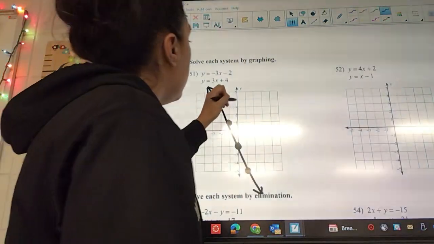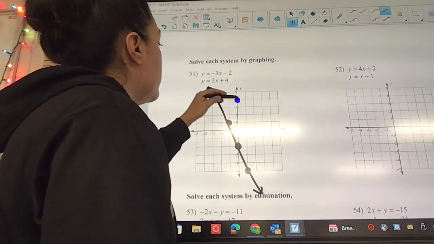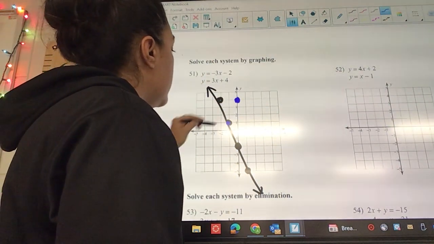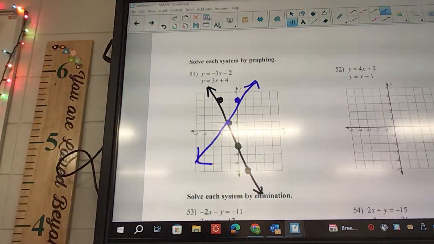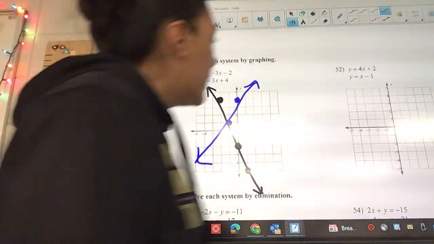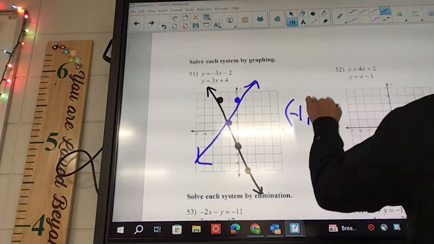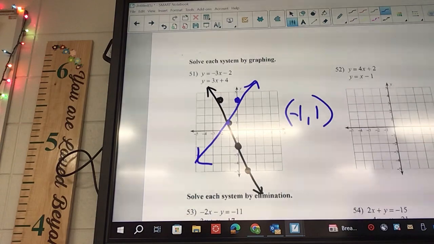Line 2 starts out at 4, and my slope is 3 over 1, and it's positive. So I'm gonna go down 3 and over 1. And we see as soon as we get that intersection point, we can be done graphing. Okay, what is that coordinate? -1, 1.